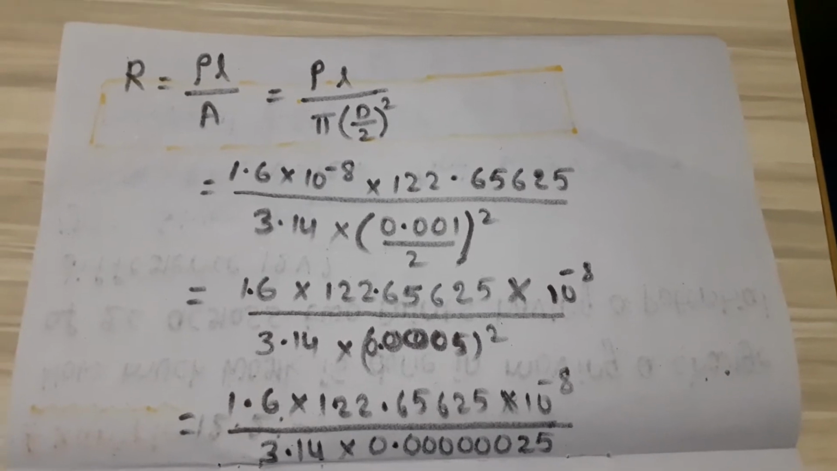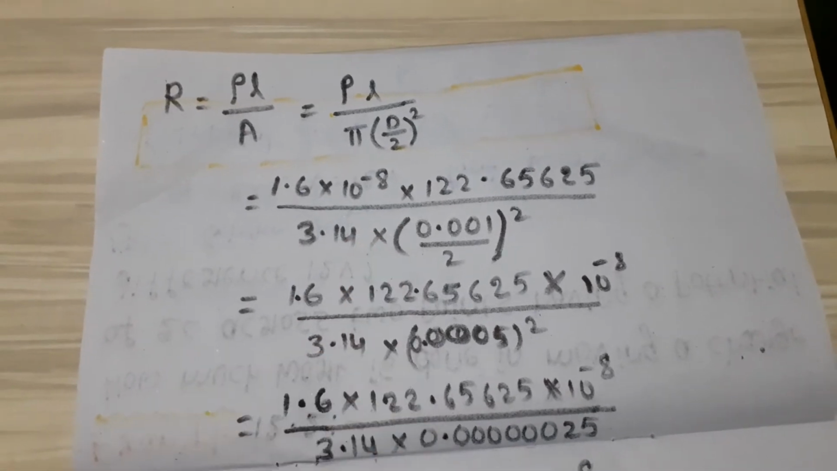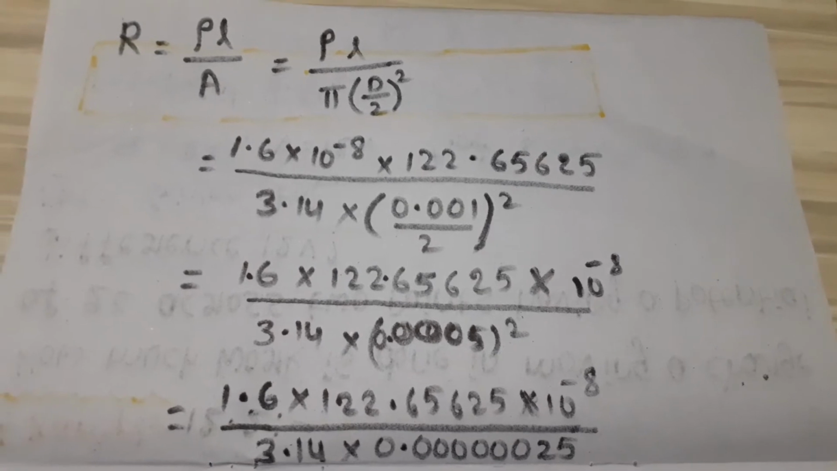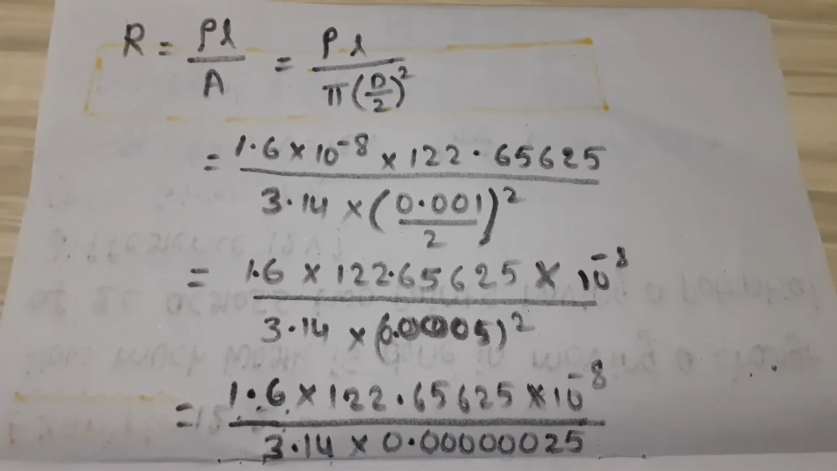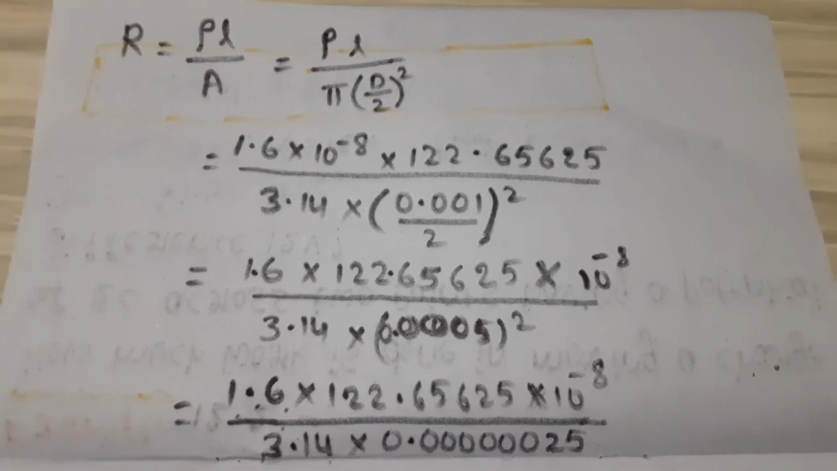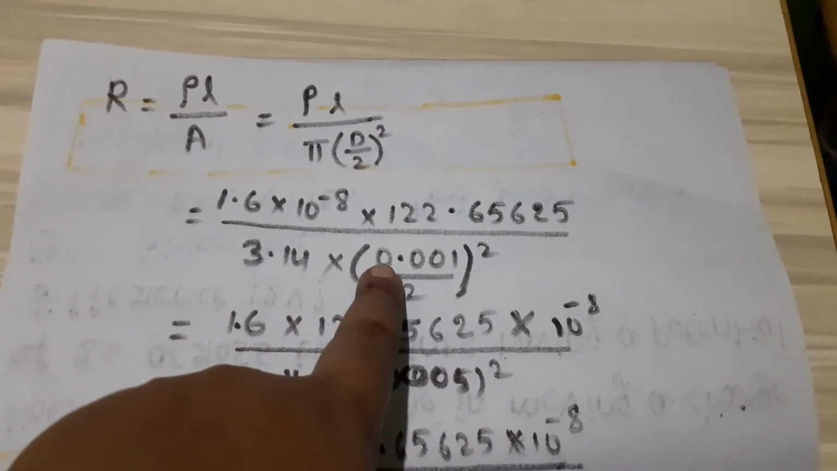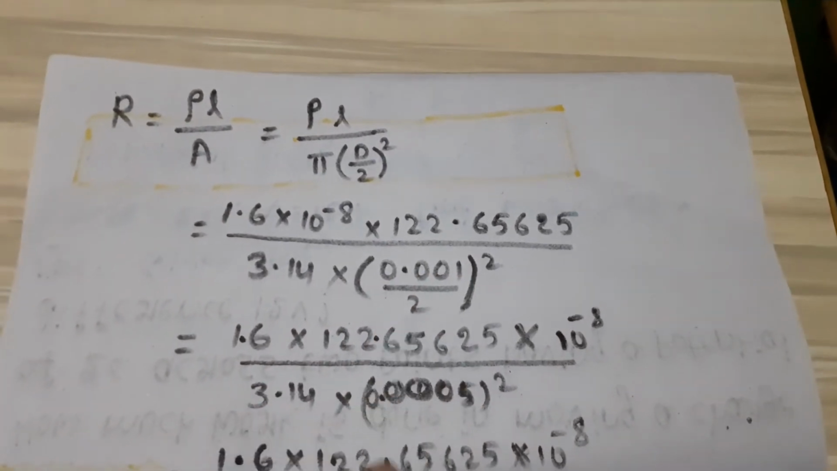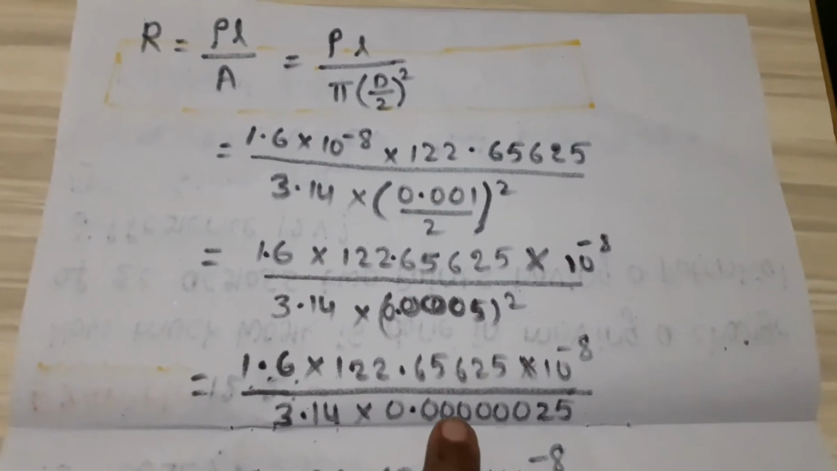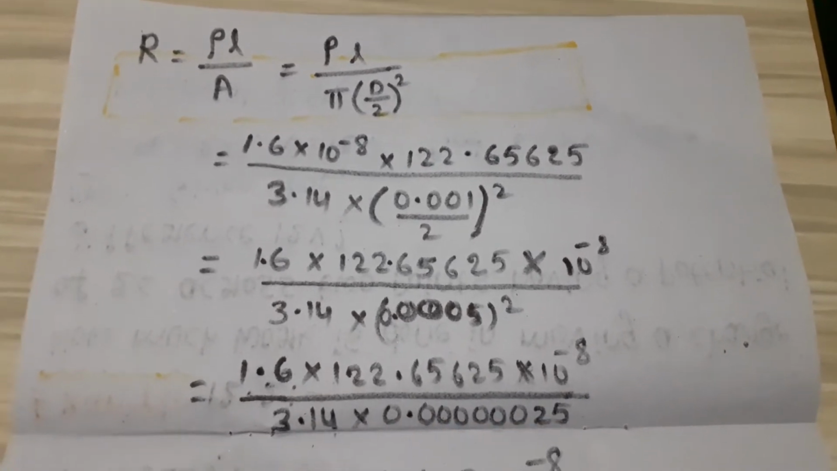By using the formula R equal to rho L by A, substitute all values. On numerator 1.6 into 122.65625 into 10 to the power of minus 8. On denominator 314 into, first of all I am going to find 0.001 by 2, its value is 0.0005 whole square, its value 0.000000025.